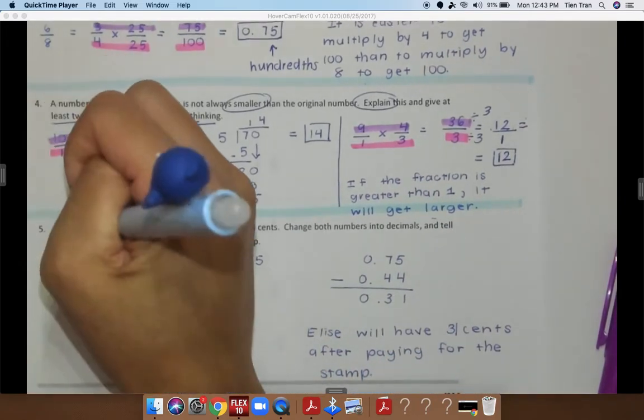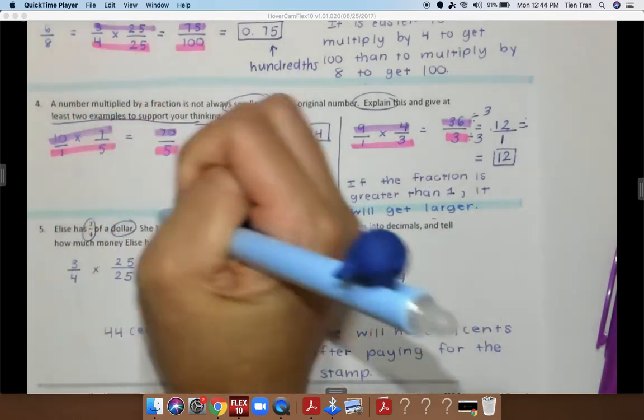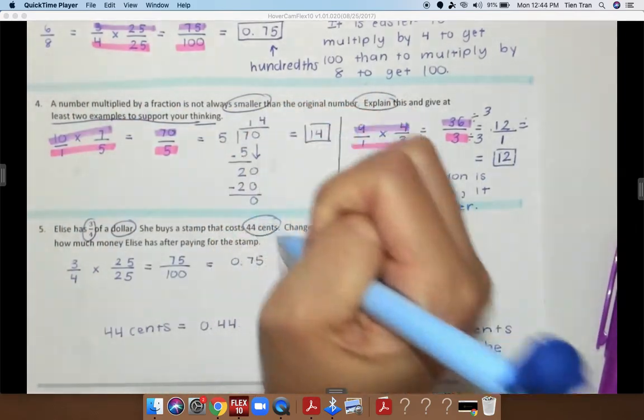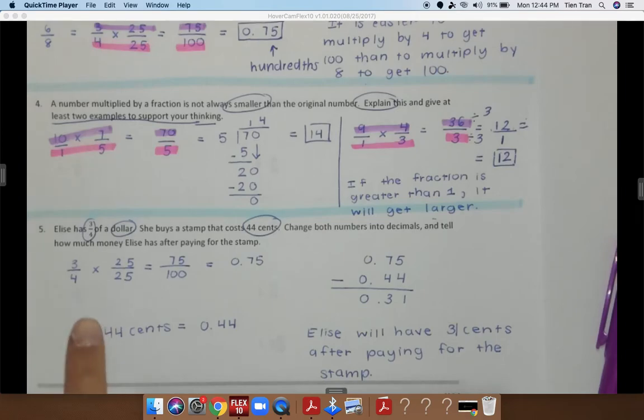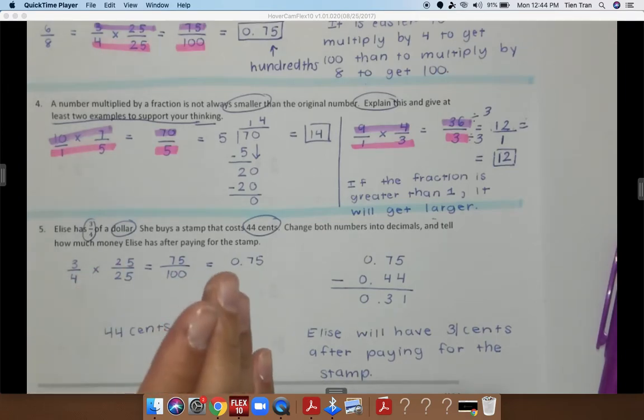Number 5. Elise has 3/4 of a dollar. She buys a stamp that costs 44 cents. Change both numbers into decimals and tell how much money Elise has after paying for the stamp. So we know that 3/4 is the number she had, and we want to change it into a decimal to see how many cents she has.